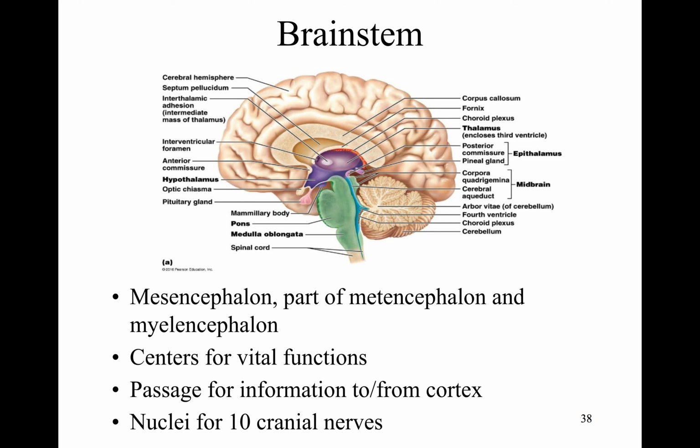Additionally, the brainstem is going to be the site of nuclei, or neuron cell bodies, for 10 cranial nerves. Remember that our peripheral nervous system is composed of spinal nerves and cranial nerves. So the brainstem is actually going to be a connection to the peripheral nervous system, because it contains neuron cell bodies for 10 cranial nerves.